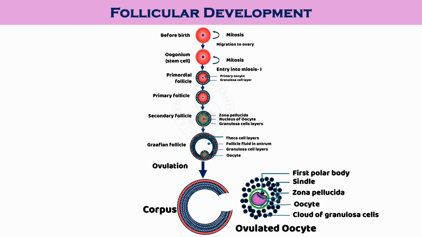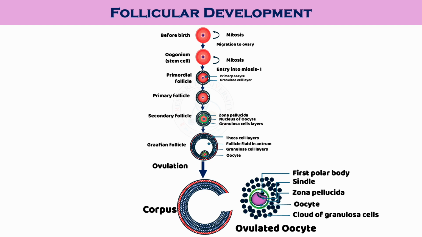Following ovulation, the remnants of the ruptured follicle undergo a remarkable transformation, forming a structure known as the corpus luteum. This specialized endocrine gland secretes progesterone. It is a key hormone vital for preparing the uterine lining, the endometrium, for the potential implantation of the fertilized egg. The progesterone-rich environment created by the corpus luteum fosters the optimal conditions necessary for embryo implantation and early pregnancy establishment within the uterus.